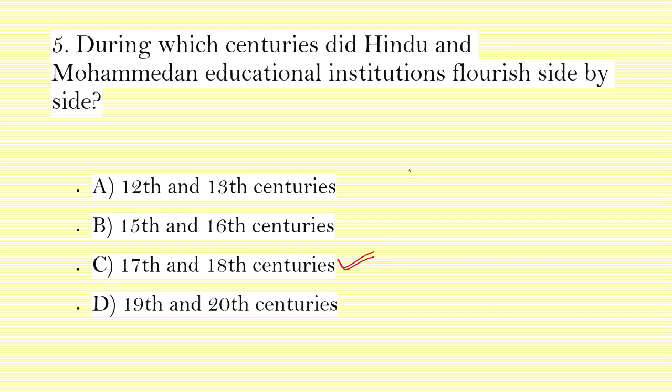Hindu and Islamic educational systems side by side means that Hindus established their schools and Islamic people established their schools.